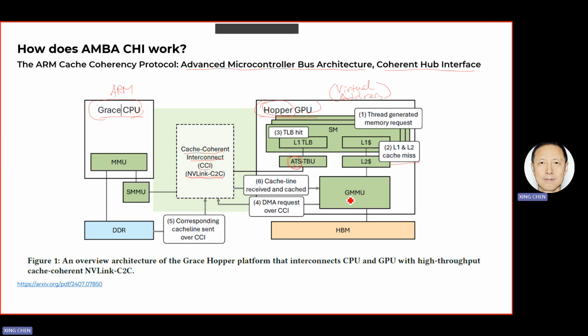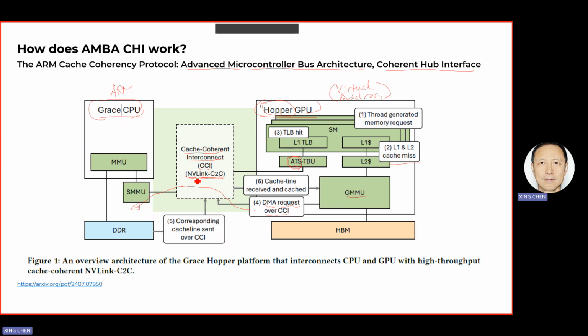Basically there is a unit which is called the GPU memory management unit. The GPU memory management unit is going to issue a request, a direct memory request, to the CPU, and the request is going to be over CCI, the cache coherent interconnect. For now, the cache coherent interconnect is the NVLink C2C. So the DMA request is going to go through this C2C and be sent to the CPU side.